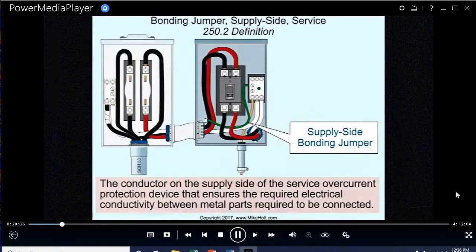Okay. Now let's talk about a supply side bonding jumper. Now, I know that when you get into the definitions, it's like, please try to stay focused. I'm trying to pick only the definitions on the video that really matter.